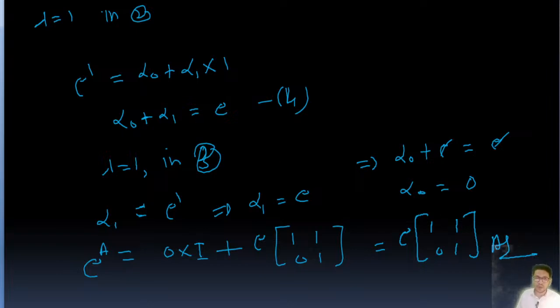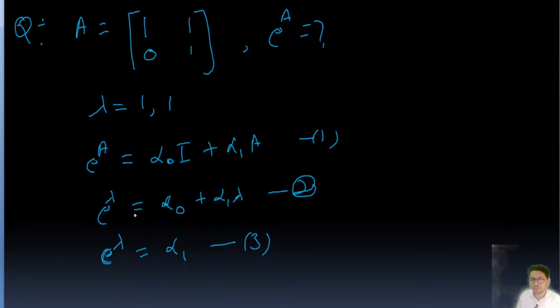So here, because eigenvalues are the same, you need to differentiate equation 2, and you will get equation 3. Now you put the value of lambda in equation 2 and equation 3, and then you will find the values of alpha naught and alpha 1, right? Very good question.